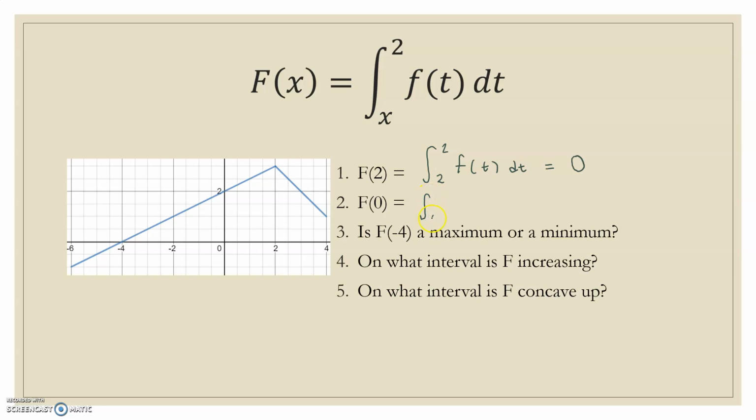f of 0 is the integral from 0 to 2. And that's the order we like it in, so that's okay. And so the integral from 0 to 2 would be a 2 by 2 rectangle, which would be 4, and then a 1 by 2 triangle, which would be 1 times 2 divided by 2, so 1. And so this would be 5.